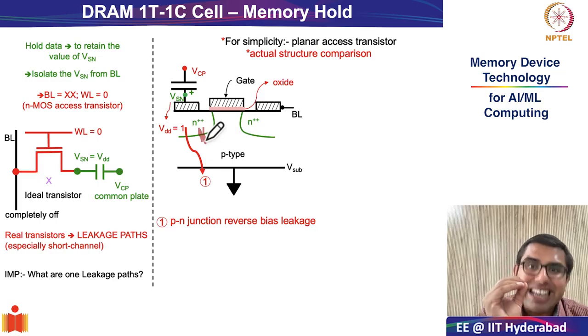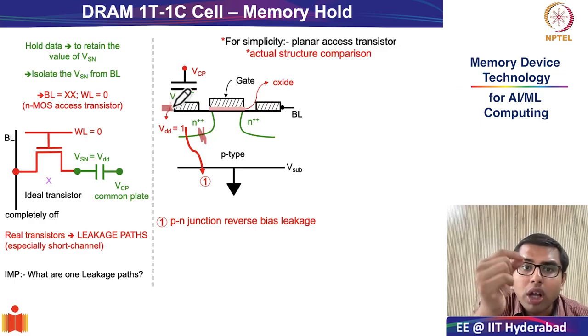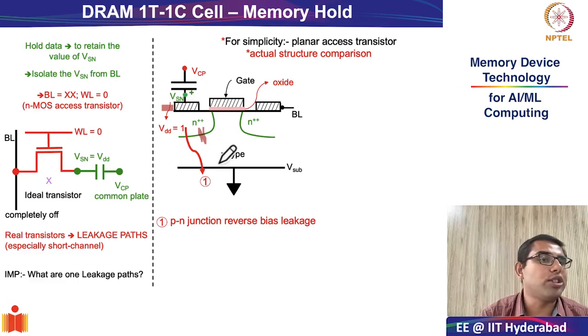So this leakage current under reverse bias is the first and one of the important mechanisms through which the charge in the storage node will slowly leak out. Charge will leak out through this reverse saturation current. This is the first mechanism.